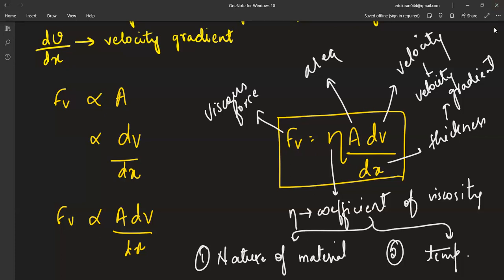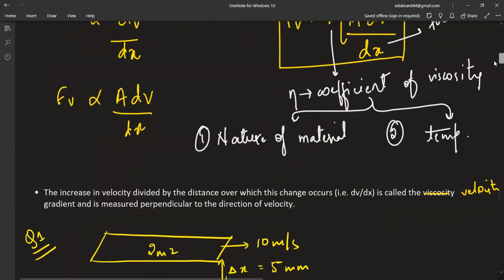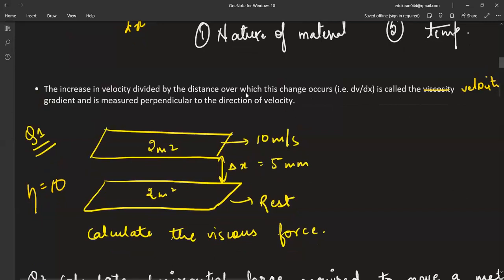I'll give you an example also. The increase in velocity divided by the distance over which this change occurs, dv over dx, is called the velocity gradient and is measured perpendicular to the direction of velocity. Suppose this is moving with 10 meters per second, their separation is 5 millimeters, area is 2 meters square, and the coefficient of viscosity is 10.